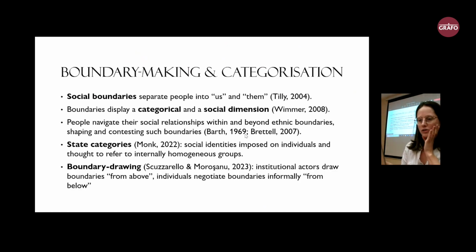Finally, I also wanted to talk about a differentiation that Scusarello and Morassano make between boundary drawing from above and from below. On the one hand, we have institutional actors such as politicians, mass media, and so on, that draw boundaries between different communities from above. But then at the same time, we have individuals in society that negotiate these boundaries informally from below. So there are these categories that are imposed from above on individuals, but individuals can also find some strategies to challenge these categories, to maintain them, to reinforce them, and to try to create new categories and new social boundaries.